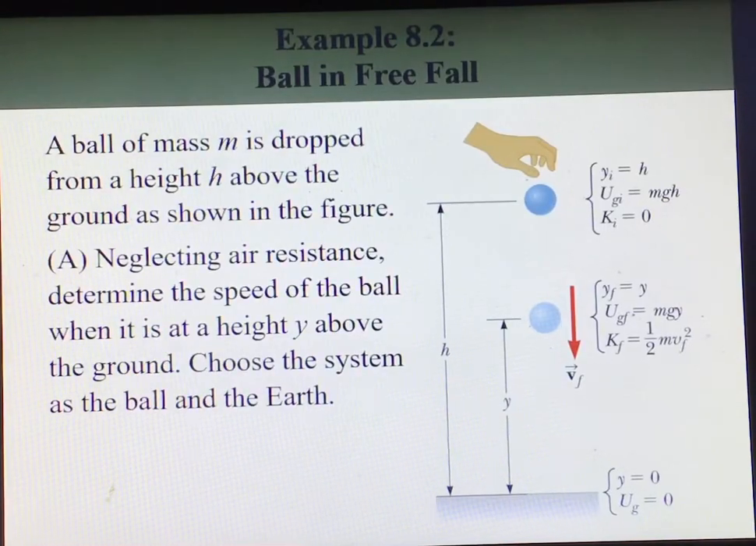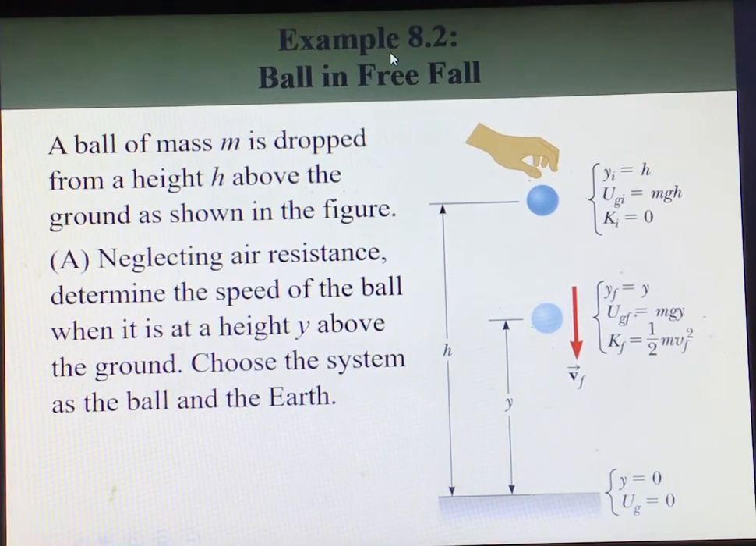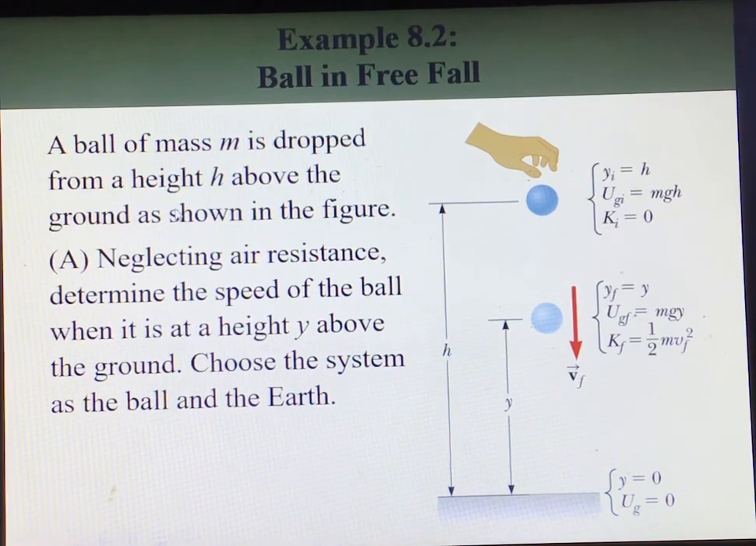All right. We're going to look at example number 8.2, which is a ball in free fall. We know what the mass of the ball is. It's going to be dropped from some initial height h above the ground. This is the initial height right here. It says to neglect air resistance and calculate the speed of the ball when it is at a height y above the ground. So we start from here. At this point, y initial is equal to h. The gravitational potential energy at that point is mass times gravity times height. The kinetic energy is 0 because we start from rest.